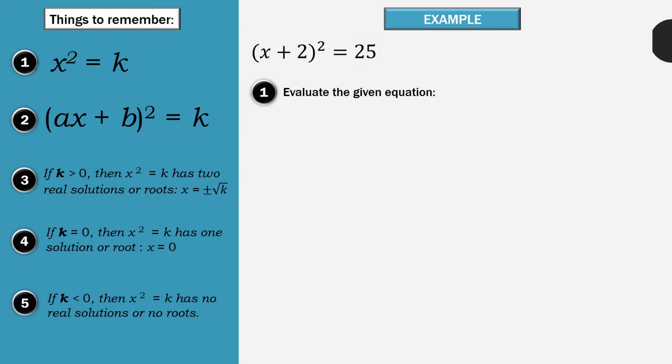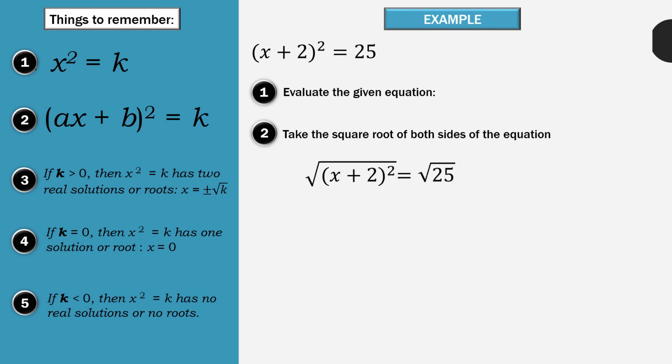Okay, the next thing that we're going to do is, very good, take the square root of both sides. So, let's copy the given equation, then take the square root of both sides. And the result is, square root of (x plus 2) squared is equal to square root of 25.